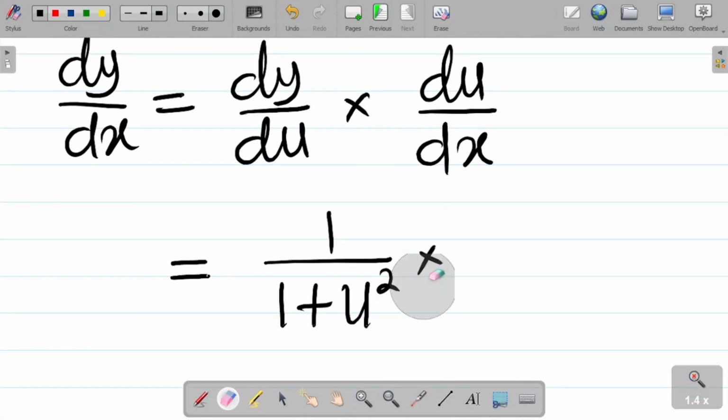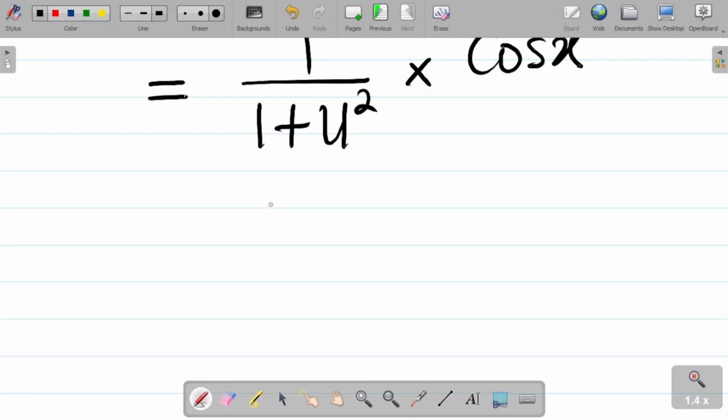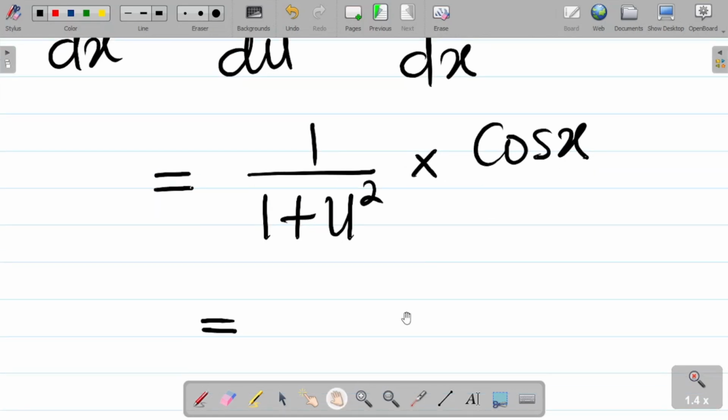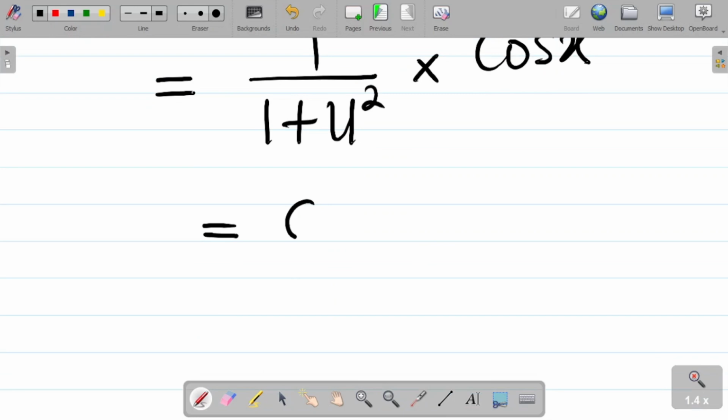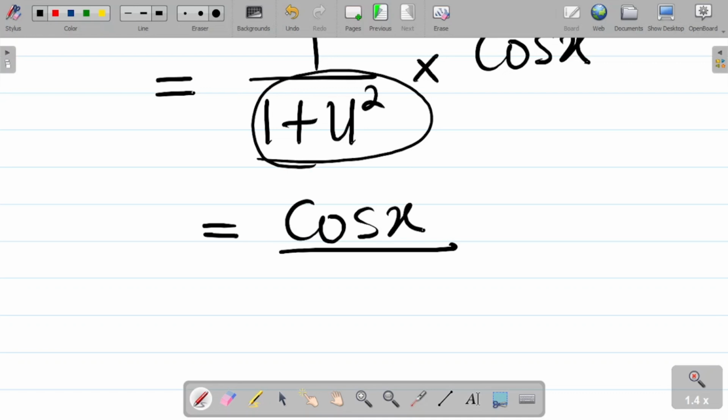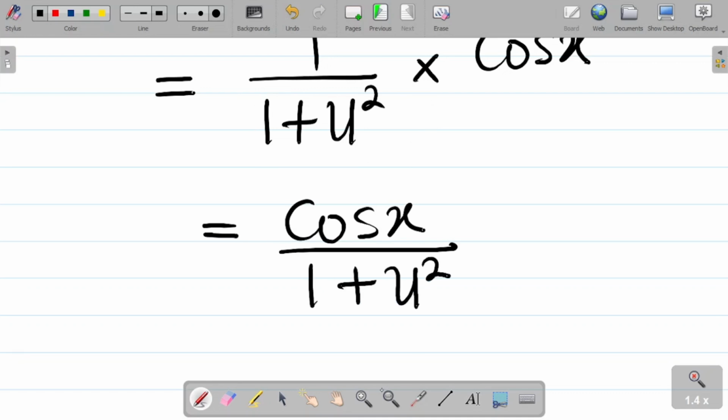All right. This is times cos x. All right, let's multiply this. If I multiply this, so you have here 1 times cos x, and that's equal to cos x all over, for my denominator I have 1 plus u squared.